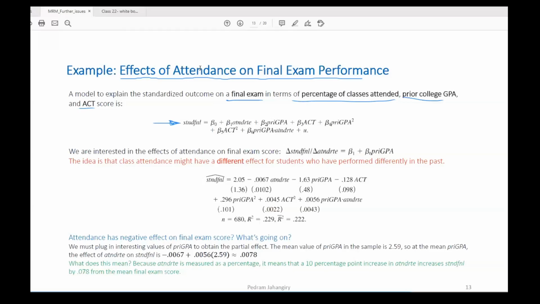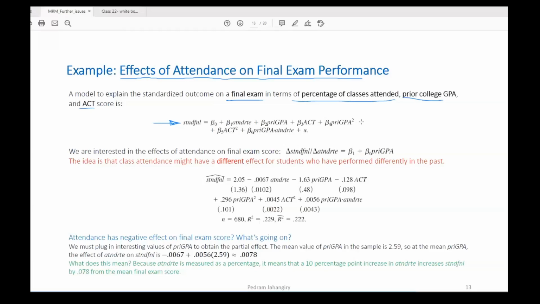Okay, the model is, let's regress this standardized final exam score on attendance rate, prior college GPA, ACT score, and now this is the part that we are going to have some fun. Add the GPA quadratic version as well, prior GPA quadratic. Add the ACT quadratic, and add the interaction between prior GPA and attendance rate. Okay. For each of them, we can have a story. Actually, we should have a story. Ex ante, before putting data into this model, we have a story. So let's explore a couple of them.